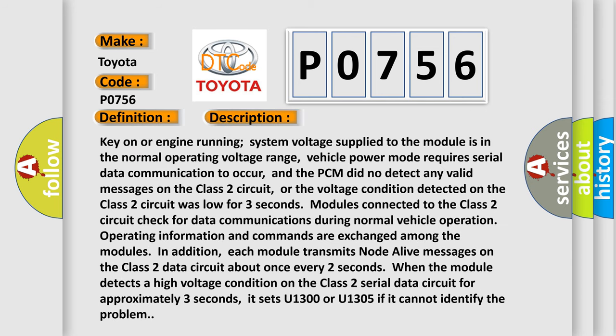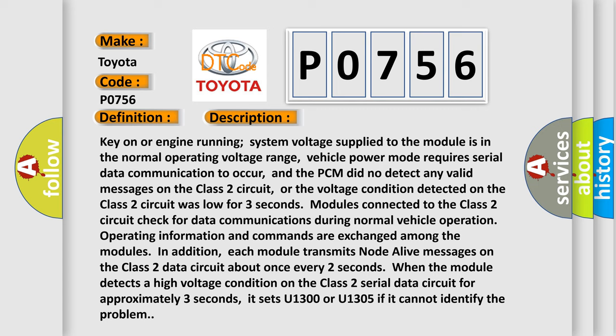Key on or engine running, system voltage supplied to the module is in the normal operating voltage range, vehicle power mode requires serial data communication to occur, and the PCM did not detect any valid messages on the Class 2 circuit, or the voltage condition detected on the Class 2 circuit was low for 3 seconds. Modules connected to the Class 2 circuit check for data communications during normal vehicle operation. Operating information and commands are exchanged among the modules.